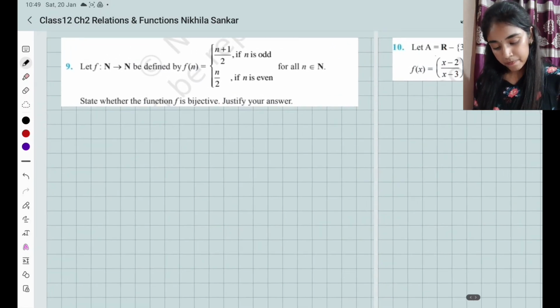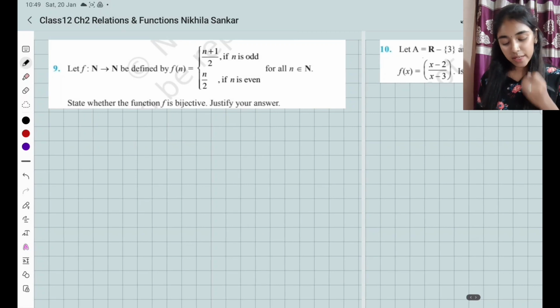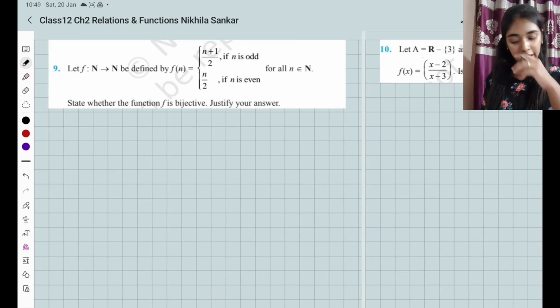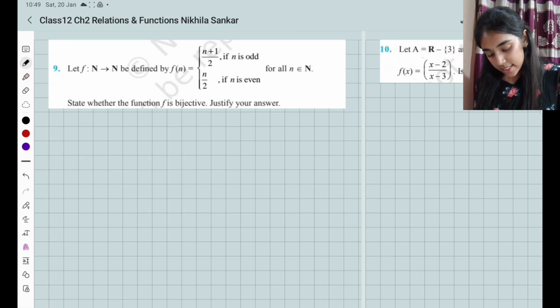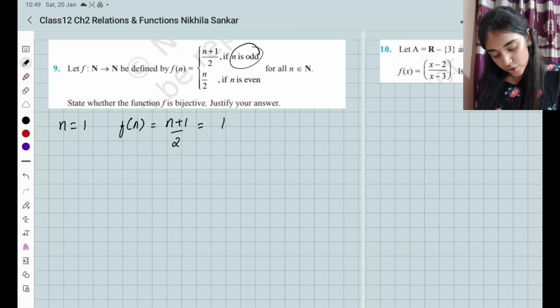Question number 9. Let f be defined by f of n equals (n plus 1) divided by 2 when n is odd. Okay? Now what are we going to do? When I take some value for n, let me take n equals 1. So I have f of n in the odd case as (n plus 1) divided by 2, which is (1 plus 1) divided by 2, which is 1.